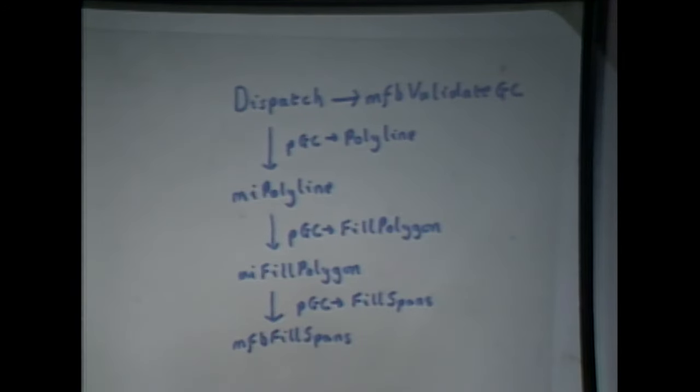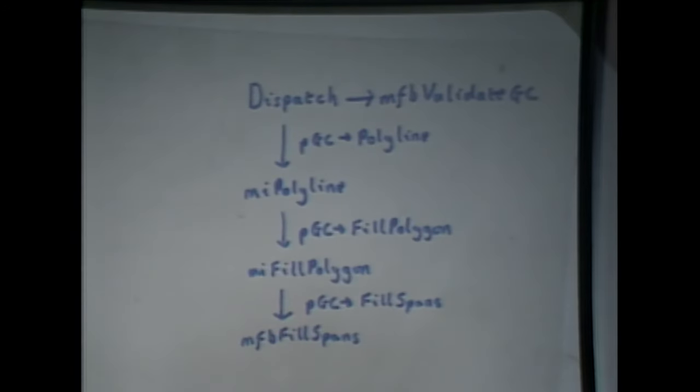It notices that the GC has changed, so it calls the validate routine we've provided. That validate routine goes through and notices that we can no longer use our nice, fast, monochrome frame buffer line code. So it swaps in the machine-independent polyline code. It returns, the dispatcher then calls through the GC and ends up in the routine MI polyline.